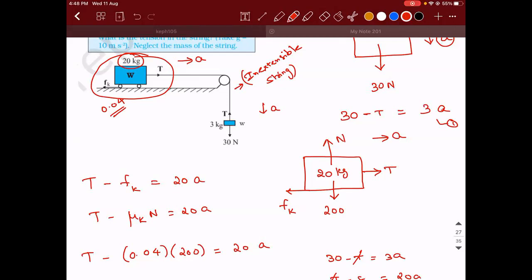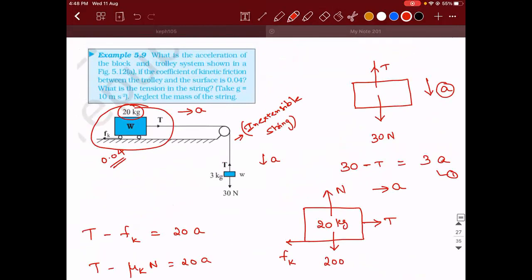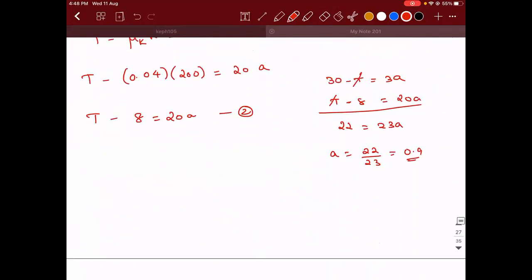Shall I move on to the next one? Next part. They asked, what is the acceleration of the trolley and the block? What is the tension in the string also we need to find. So how to find the tension? Take this acceleration, substitute it here, you will get the tension. So T minus 8 is equal to 20 into 0.9, which is 18. So T will be equal to 26 Newton. It's an approximate value.